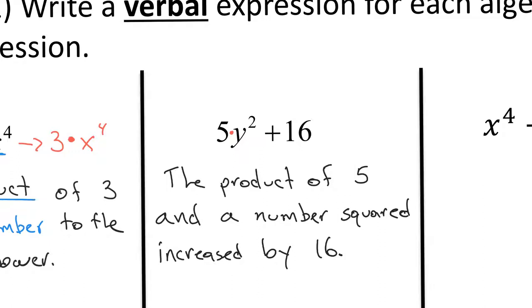So on the screen, you can see this option. There are many ways you can translate this into a verbal expression, but let's go ahead and understand what the sentence means. So we do have the product. Here product means multiplication, and notice that we are multiplying these two terms, the 5 and the y. So we have the product of 5 and a number, so the number represents the y, just a variable, it can be any letter in the alphabet, a number squared, the squared is already taken care of right here, increased by 16.